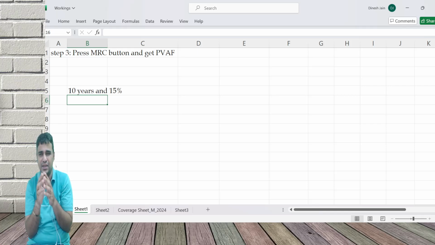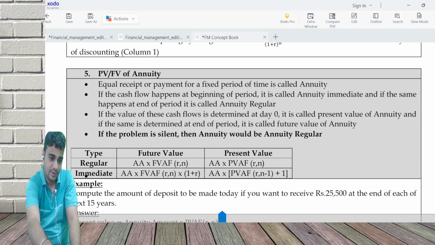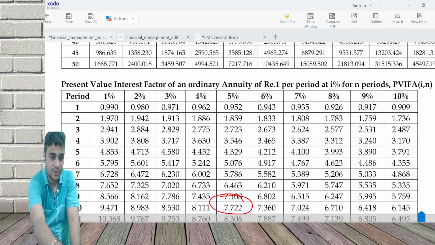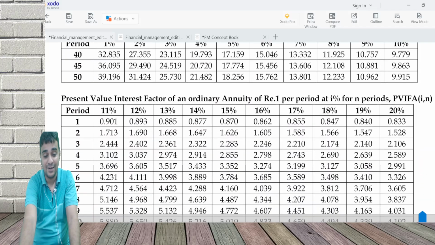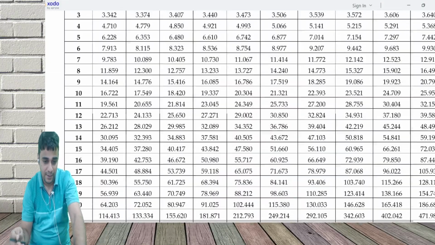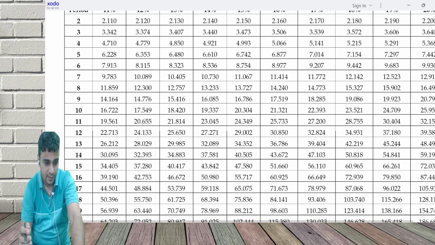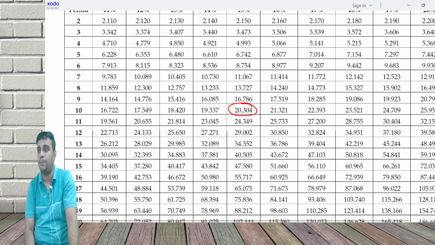GT may also work on this, but I'm not very sure, so I don't want to get into the GT part in this. What's the number? Ideally, everyone should get the same number. How many years did I say? 15% and 10 years. 20.304 is the number you should get.